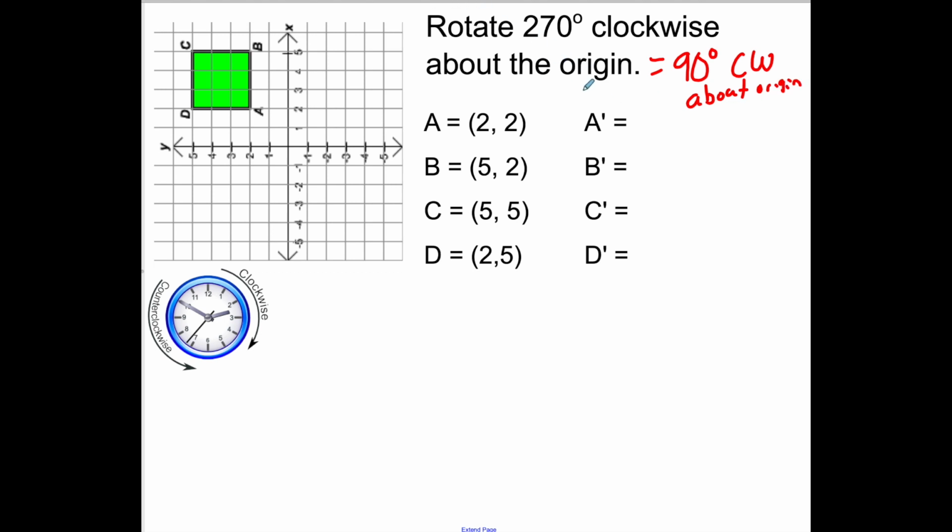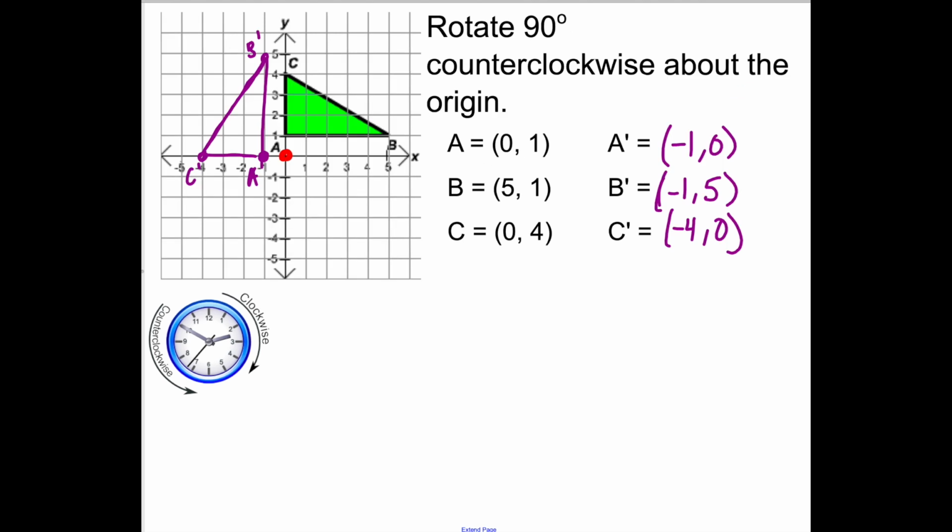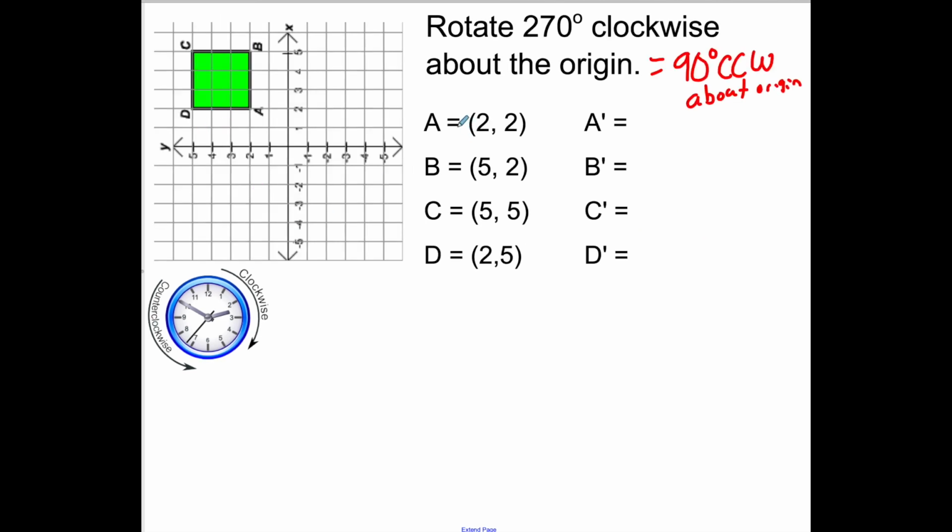So it's worth noting that. All right, let's take a look. We're going 90 degrees counterclockwise. So we know what counterclockwise looks like. It looks like these more or less flip, but one of the signs is flipping. Let's see if we get the same thing. So A is going to go, it now looks like it's at -2, +2. B looks like it's at -2, +5. C looks like it's at -5, +5. D looks like it's at -5, +2.